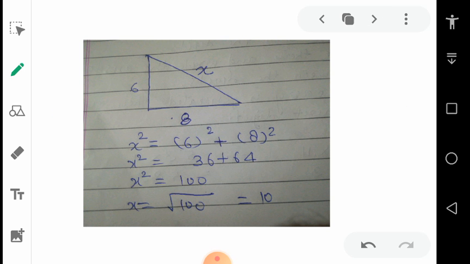Okay, now let's take a few examples one by one. In this triangle, the lengths of the sides are given. One is 6 units, the other is 8 units, and we want to find the length of the hypotenuse. So we write the theorem, that is x square equals 6 square plus 8 square.